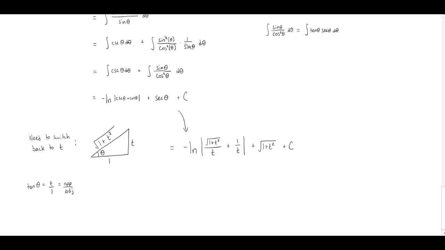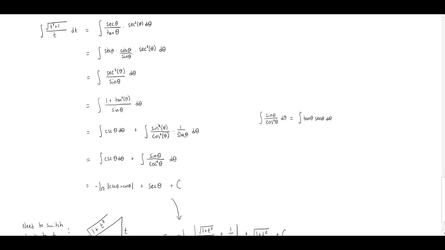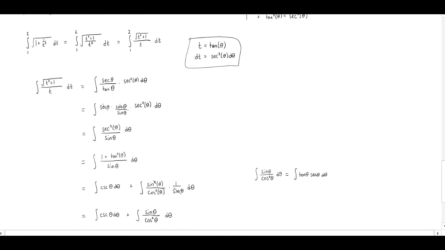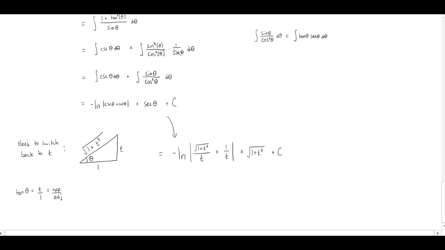So the last thing that we'll do is, in order to get the arc length, we needed to plug in our bounds from 1 to 2. And so I'm going to set that up. Arc length would be negative ln of (square root of 1 plus t squared over t plus 1 over t) plus square root of 1 plus t squared. And then we need to plug in the bounds 1 and 2.